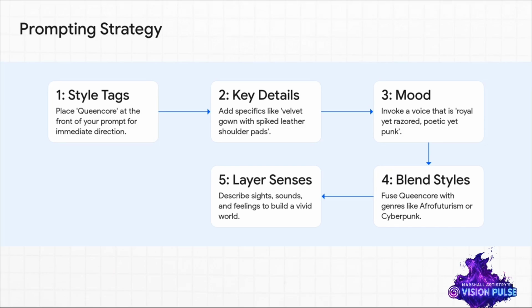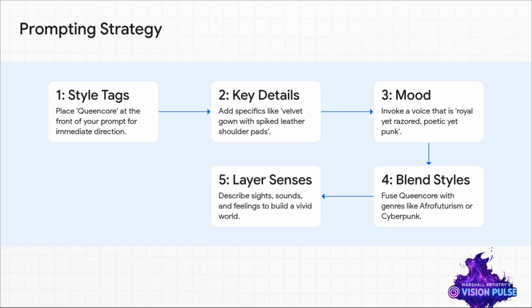First thing you do, lead with the style tag. Put Queencore right at the start of your prompt. Easy. Then get specific. Don't just say dress, you say emerald velvet gown with spiked leather shoulder pads. See the difference? Step 3 is all about mood. Use words that bring out that royal yet razored voice.